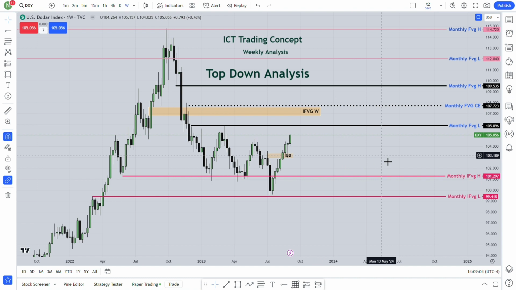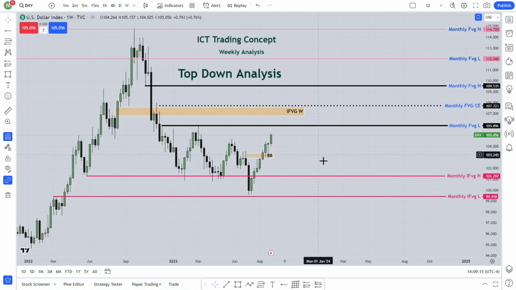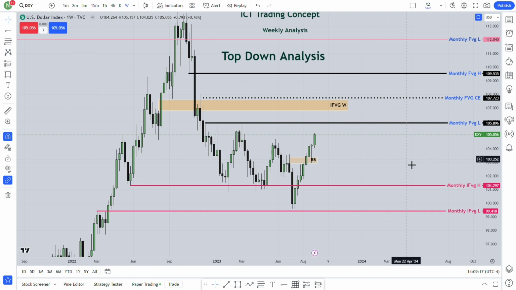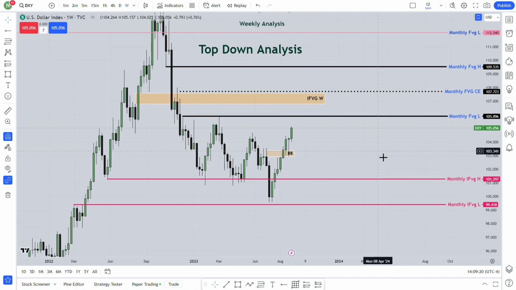And every day's daily bias, it depends. This is the root of my daily bias. The weekly analysis is the root for my daily bias. So let's go to the chart. And here is the weekly chart of dollar index.